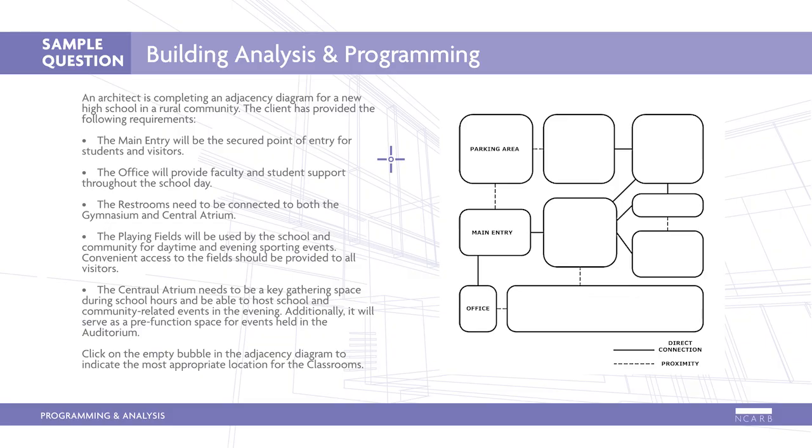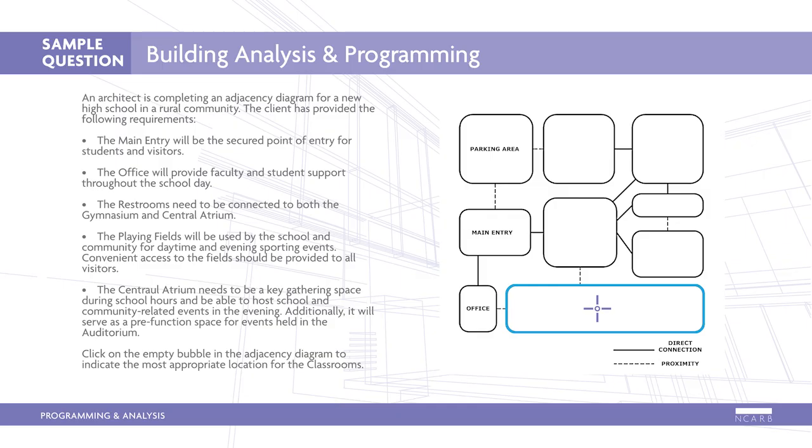And the central atrium needs to be a key gathering space during school hours and be able to host school and community-related events in the evening. Additionally, it will serve as a pre-function space for events held in the auditorium. Click on the empty bubble in the adjacency diagram to indicate the most appropriate location for the classrooms. Here is the correct response.